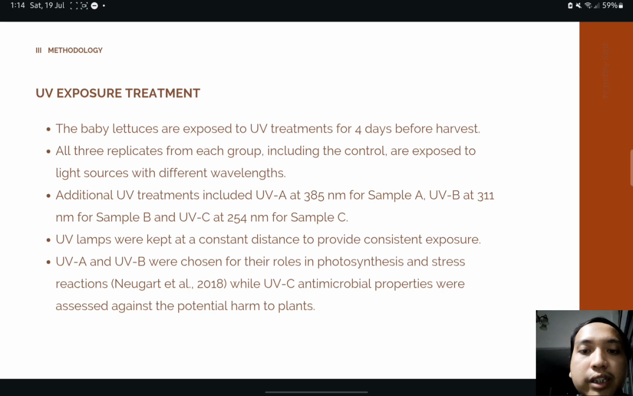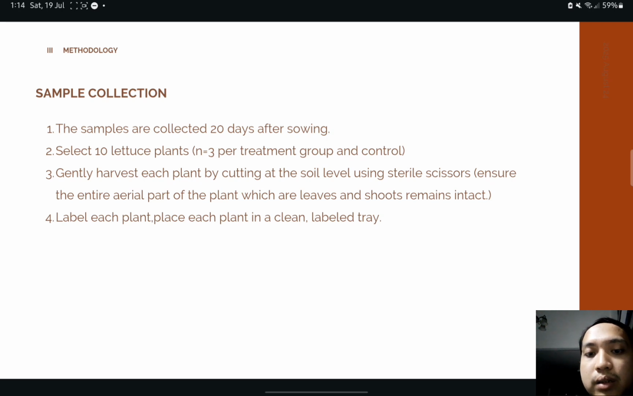Next slide is sample collection. The samples are collected 20 days after sowing. We select 10 lettuce plants, based on 3 per treatment group and control. Next, we gently harvest each plant by cutting at the soil level using sterile scissors, making sure the entire aerial part of the plant and leaf remain intact. Then we label each plant and place it in a clean and labelled tray.